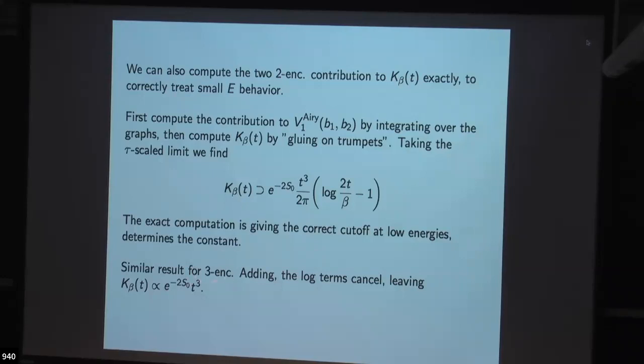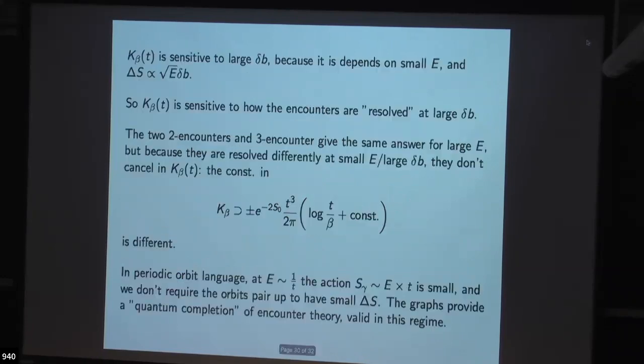It turns out, if we also look at the 3 encounter graphs, we get a similar formula where the log terms cancel, but these constants coming from the cutoff do not. So adding those together, the log term cancels. You have a t cubed times a constant plus a t cubed times a constant. We get something with a t cubed. That's what we expect in k beta.